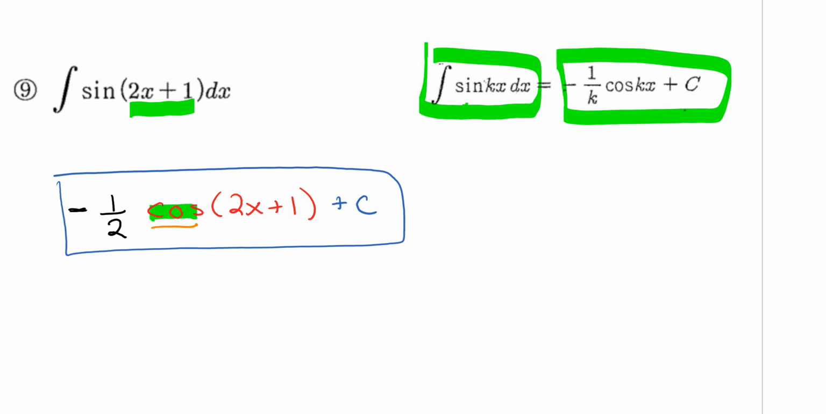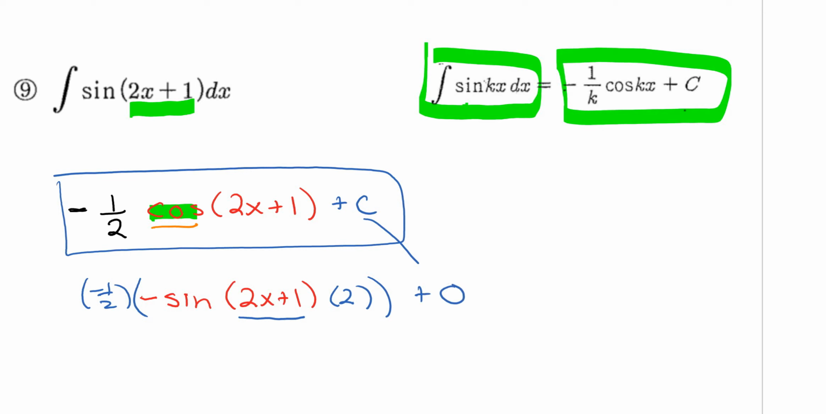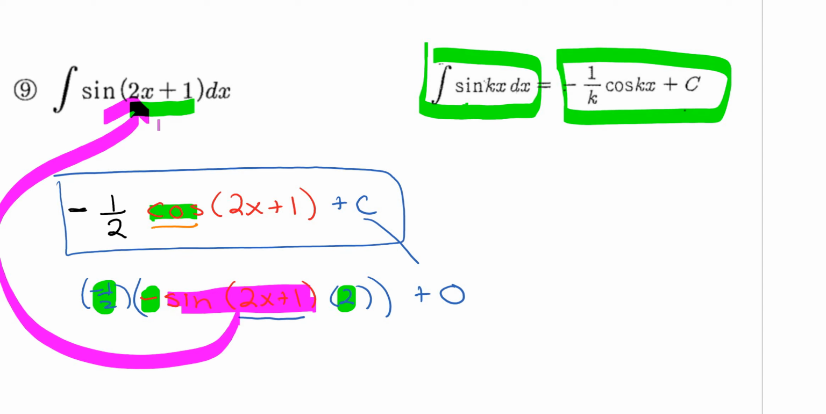What's the derivative of cos? Well, the derivative of cos is going to be negative sine bracket 2x plus 1, and then using the chain rule, remember the chain rule of that is going to be just 2, and then you still have this negative 1/2 in front, right? And then the derivative of c is just plus 0. And then you'll notice that this negative 1/2 and this minus sign and that 2, it all cancels out. And what you're left with is just sine 2x plus 1, which is what the original problem is.